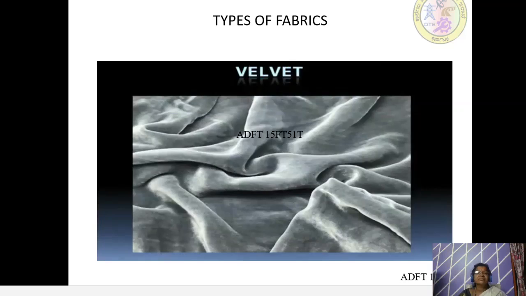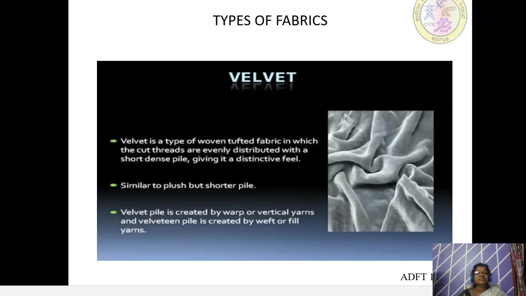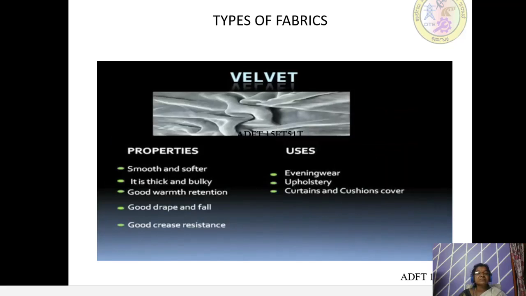Velvet. Velvet is a type of woven tufted fabric in which the carpets are evenly distributed with a short dense pile, giving it a distinctive feel similar to plush but with a shorter pile. Velvet pile is created by warp or vertical yarns and velveteen pile is created by weft or fill yarns. It's smooth and soft, thick and bulky, with good warmth retention, good wrap and fold, and good crease resistance. It's used in evening wear, upholstery, curtains and cushion covers.